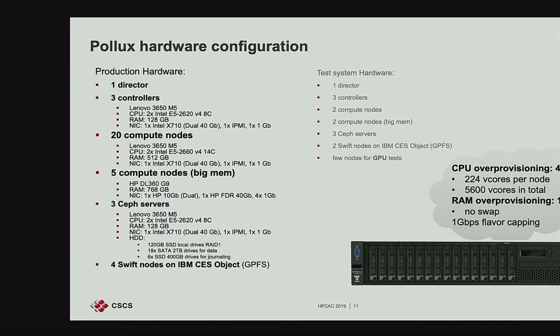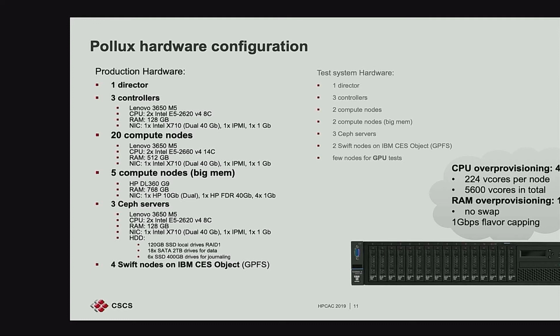This is the hardware configuration. As you see, we have these 3 FAT controllers, and we have about 20 compute nodes with 500 gigabytes of RAM and 5 compute nodes with a bit more RAM, 768. Then we have 3 Ceph nodes. This is a quite small storage system with SSD and SATA drives.